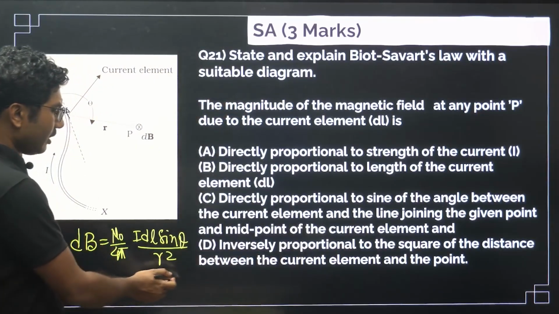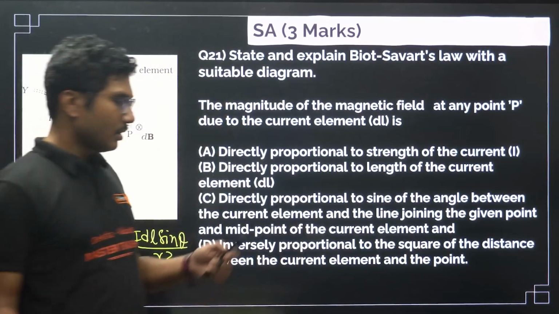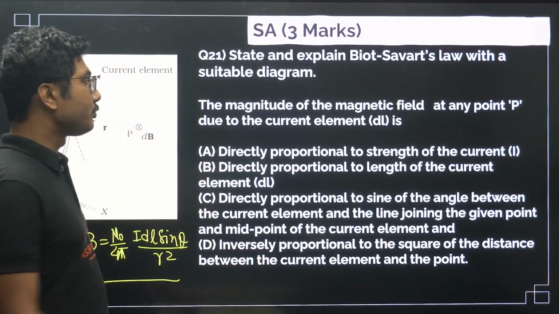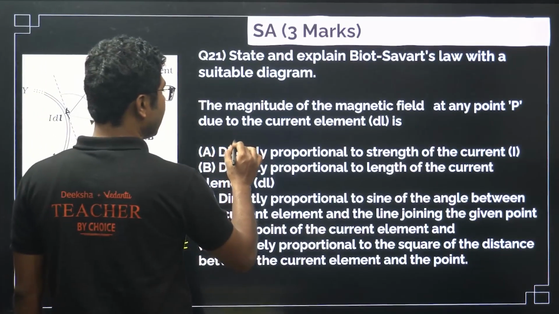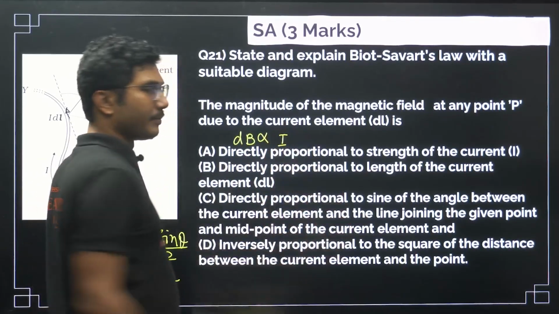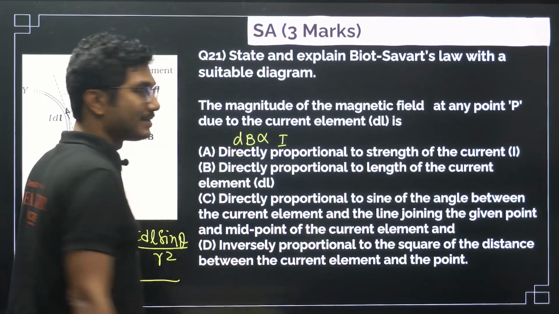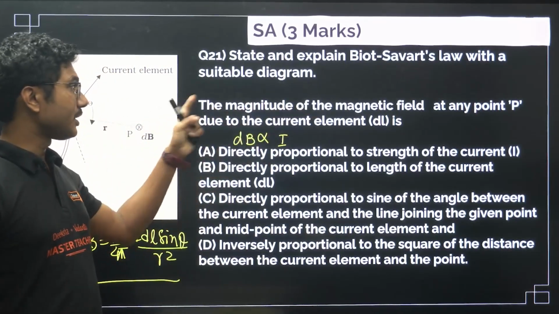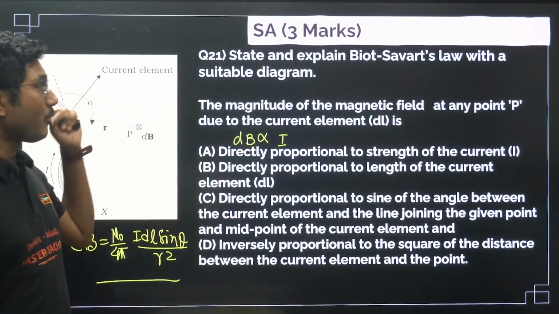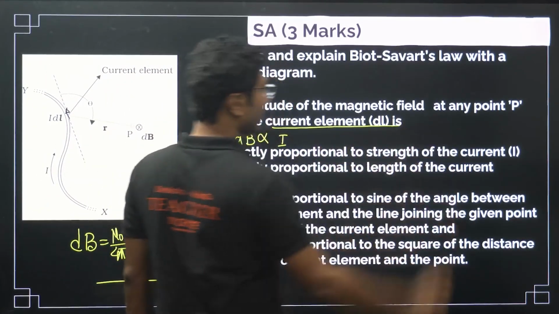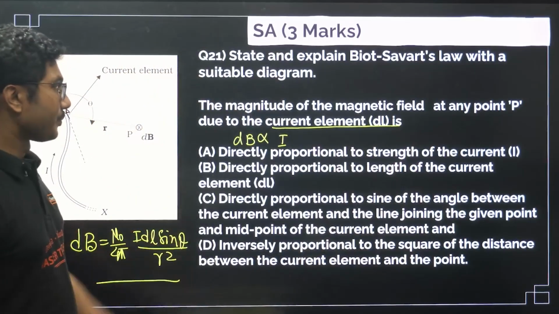This is optional, but if you write it, you will get noticed by the teacher. But this portion is compulsory. Some students write it like that, dB proportional to the current I. That is also fine. Then you have to mention what dB is, what I is, and this point has to be mentioned: the magnitude of the field at any point P due to a current element. This much is compulsory to write.